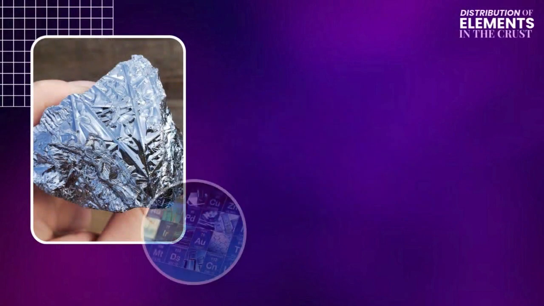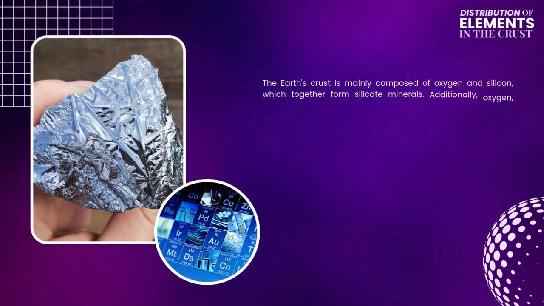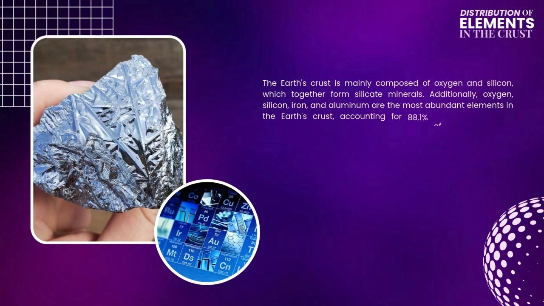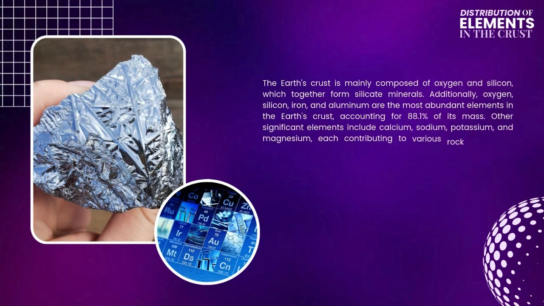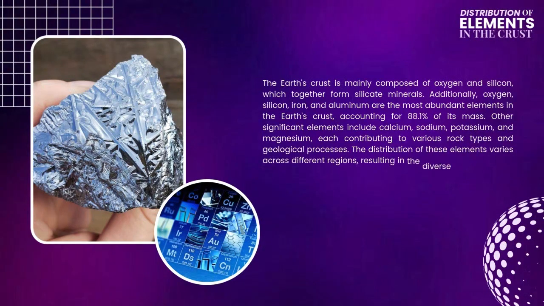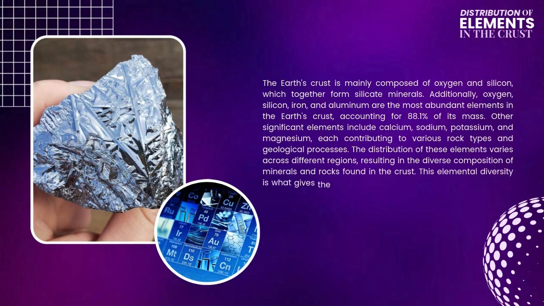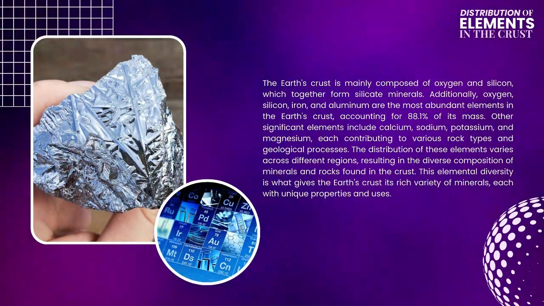The Earth's crust is mainly composed of oxygen and silicon, which together form silicate minerals. Additionally, oxygen, silicon, iron, and aluminum are the most abundant elements in the Earth's crust, accounting for 88.1% of its mass. Other significant elements include calcium, sodium, potassium, and magnesium, each contributing to various rock types and geological processes.